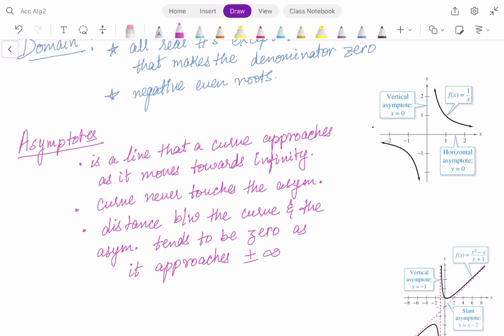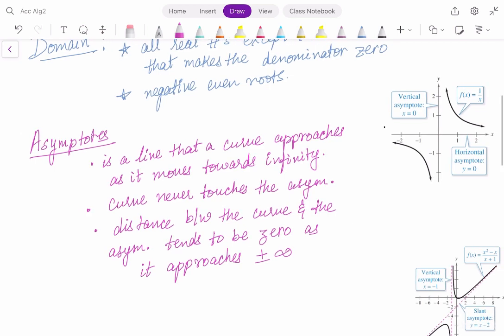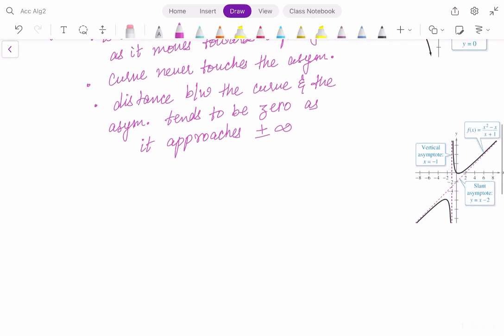And when we sketch the asymptote, we sketch it with a dotted line, right? Just like in this example on the right-hand side, we have a dotted line for the vertical asymptote and a dotted line for the slant asymptote as well. Now let's understand vertical asymptote and horizontal asymptote a little more clearly.